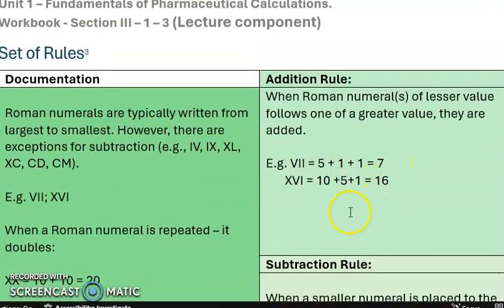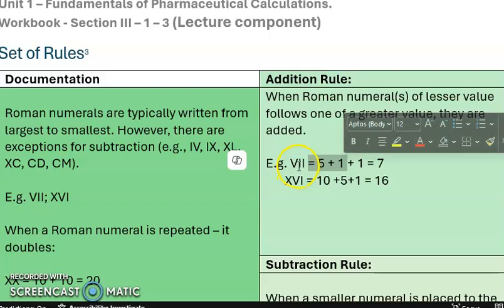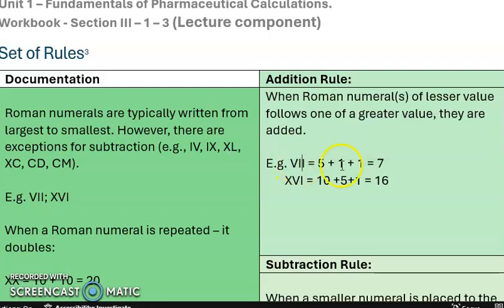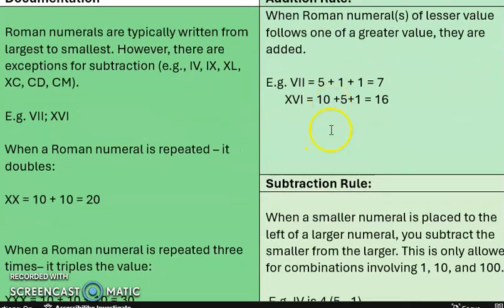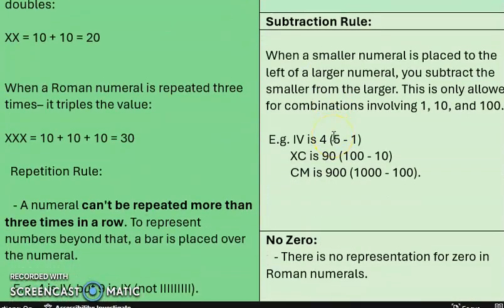Let's go over the addition rule. When a Roman numeral of lesser value follows a greater one, then you add that. So VII means 5 plus 1 plus 1 to give you 7. Of course, it is nicely laid out here for you to follow.